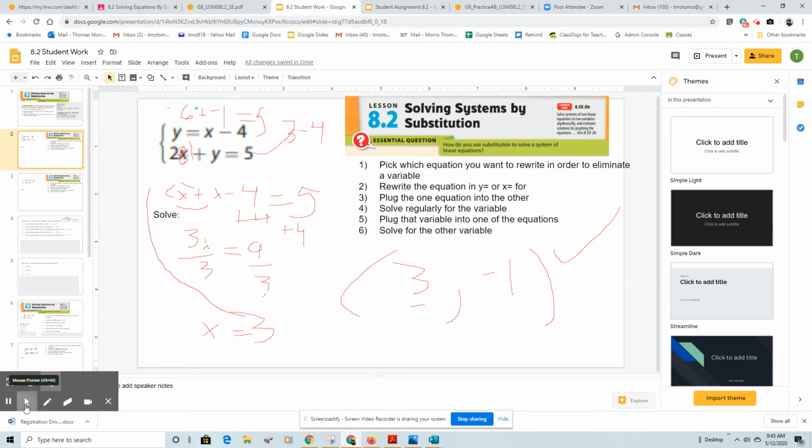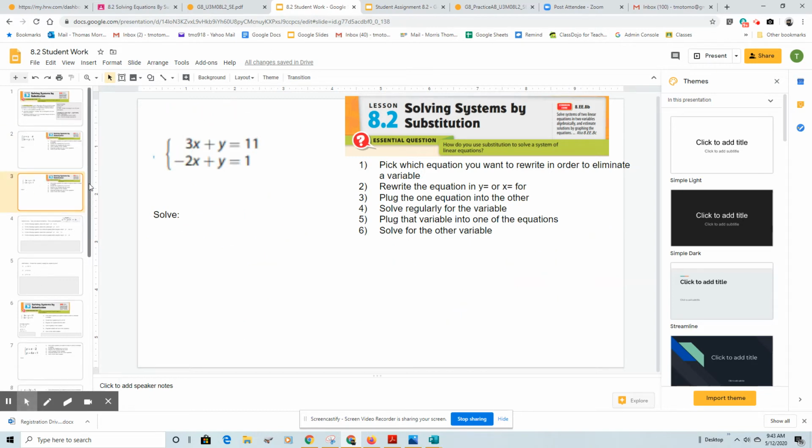All right, let's try another one. I'm going to clear this out. Take a look at your two equations. You have 3x plus y equals 11, and 2x plus y equals 1. So which one do you want to start with? You can pick either one.